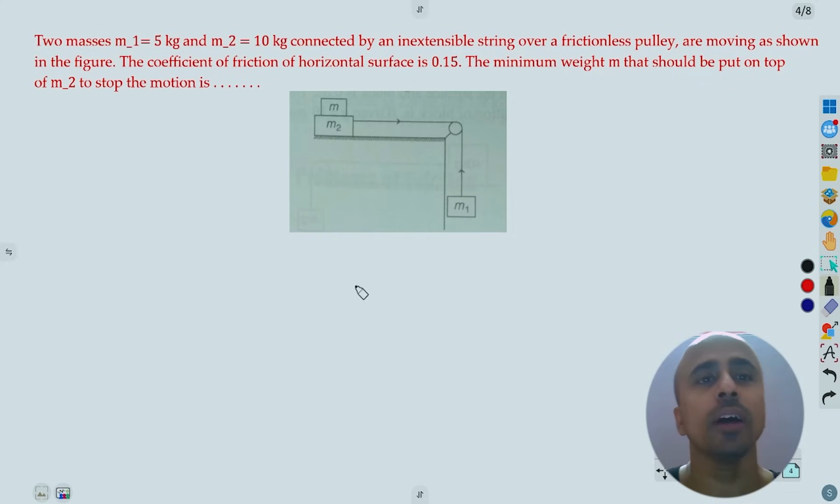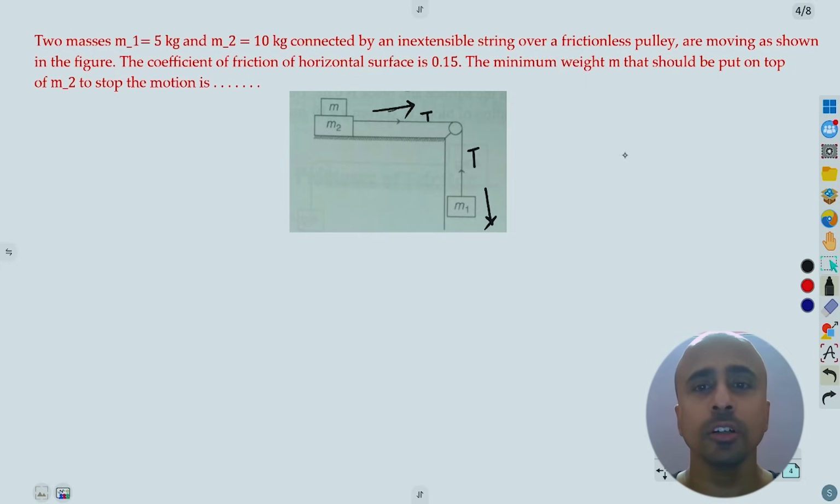Okay. Two masses m1 and m2 connected by an inextensible string, shown in this figure, over a frictionless pulley, so there is no friction, are moving as shown in the figure. It's moving in this direction and it is moving in this direction. And this upward arrow is showing the tension. Here also this is basically tension.